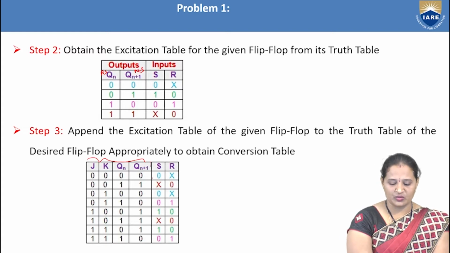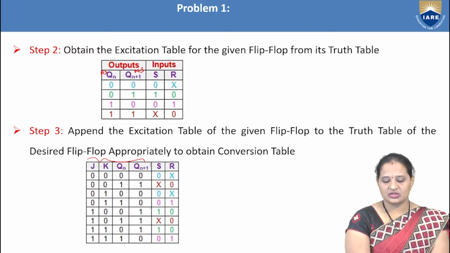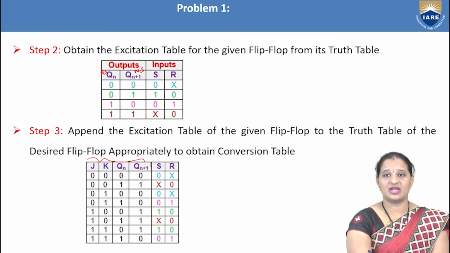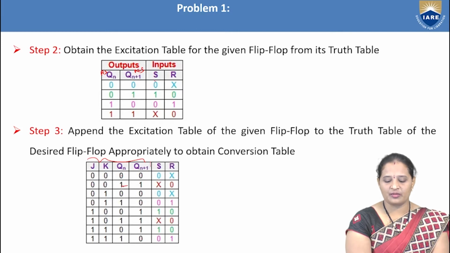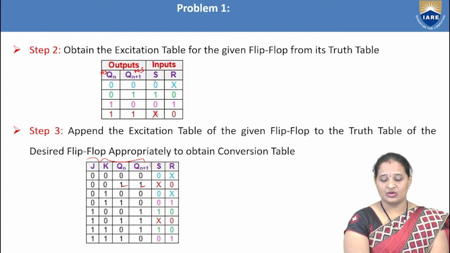Up to this, we know that this is the truth table. When the present state is 0 and the next state is 0, according to the excitation table, what must be the S and R inputs that ought to be applied here? 0, don't care. That is what we have written here. Next, when the present state is 1 and the next state is 1, what are the inputs that ought to be applied to the SR? That is don't care, 0. Next, 0, 0, 0, don't care. 1, 0, 0, 1.